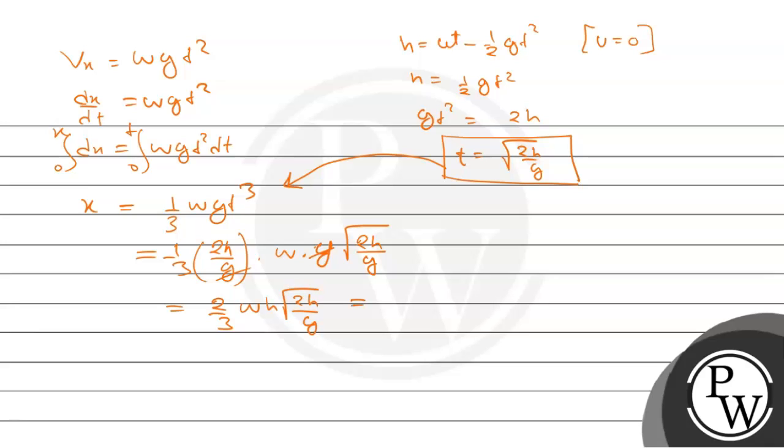Now putting the value, we will get 2 by 3 into omega, where omega of the earth is 2 pi radians, completing in 24 into 3600 seconds, that is 86400, into h, that is equals 500 into root over 2 into 500 by 9.8, which is equals 0.26 meter, equals 26 centimeter.